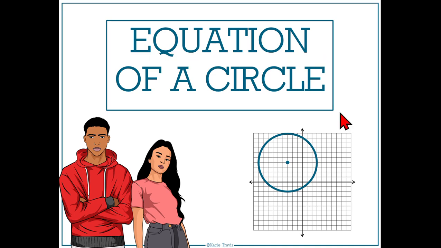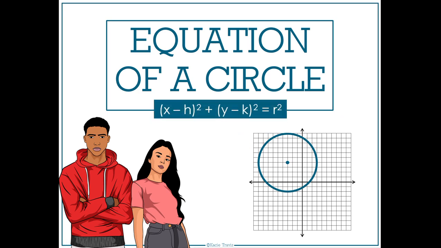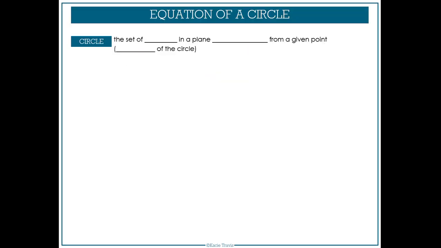So, your equation is going to have a general form that we're looking at. This form looks like this. It looks like a lot right now, but we're going to finesse this out a little more. So, let's go back to the beginning and let's redefine what a circle is. The circle is the set of points in a plane equidistant from a given point, the center of the circle.